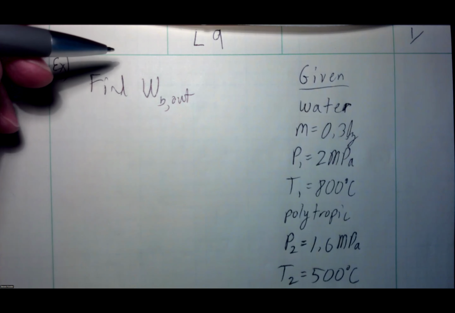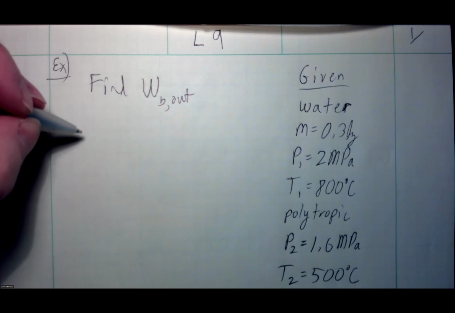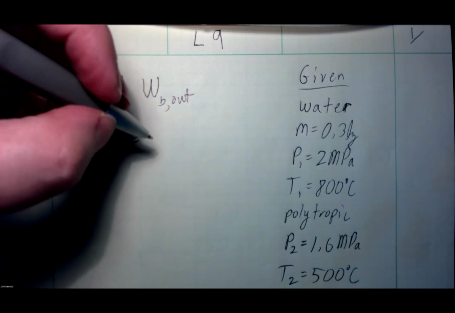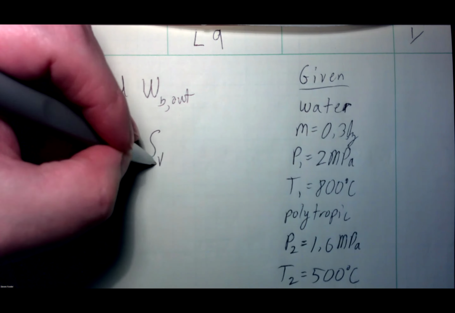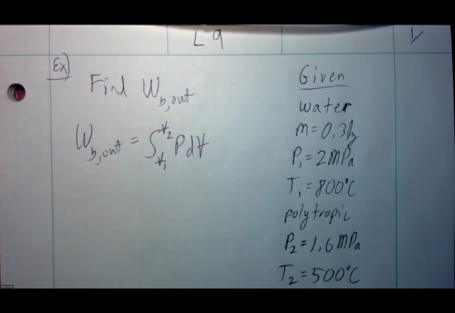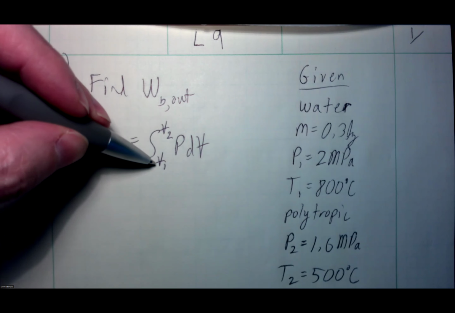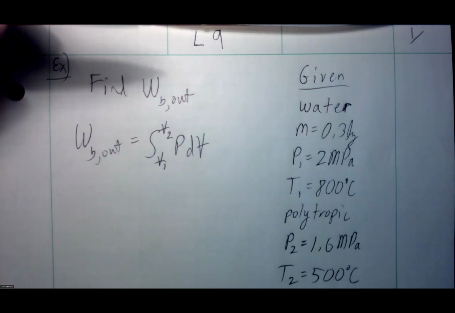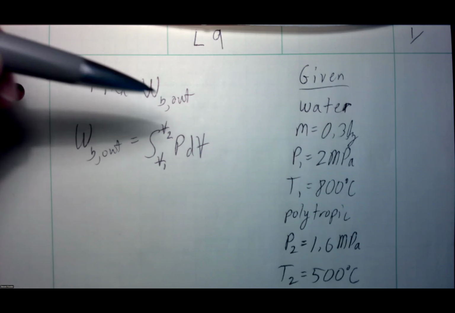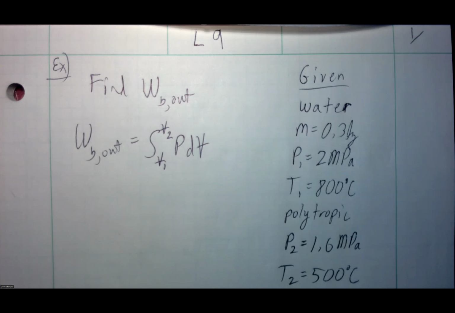But what I would tell you is when you're looking for boundary work, sometimes it makes just as much sense to look down the path of, well, do I have everything I need to use the definition of boundary work? Boundary work, by definition, if you compute it in the out direction, is the integral from the initial to the final volume of how the pressure varies with respect to volume. Again, work is what happens when force is applied over distance, and the distance is basically the change in the volume, the area times the distance.